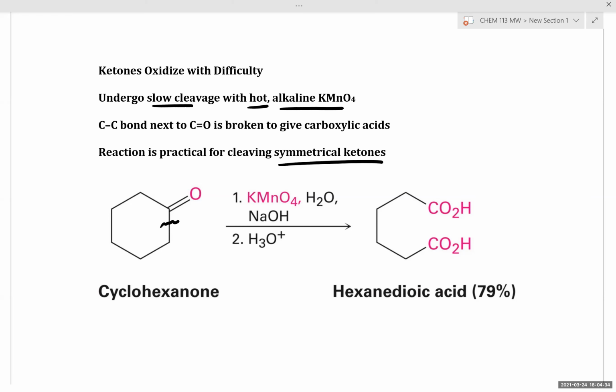Mechanistically, it's very different. We're not going to talk too much about this mechanism. This is mainly just to bring home this idea that it's very difficult to oxidize a ketone outside of forcing conditions. And it's only really useful for preparing symmetrical carboxylic acids and for cleaving symmetrical ketones. Does that answer your question? Perfect.